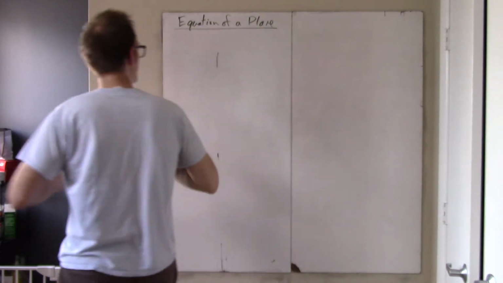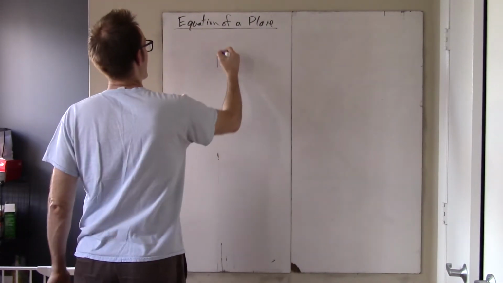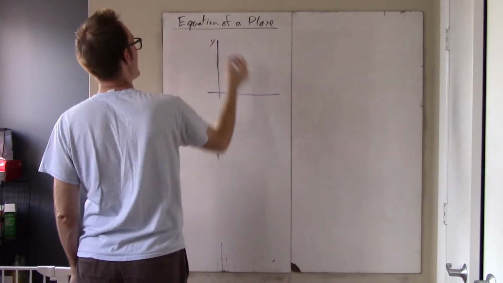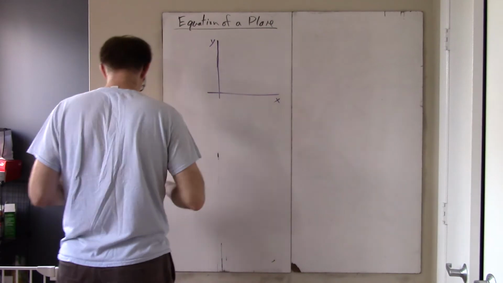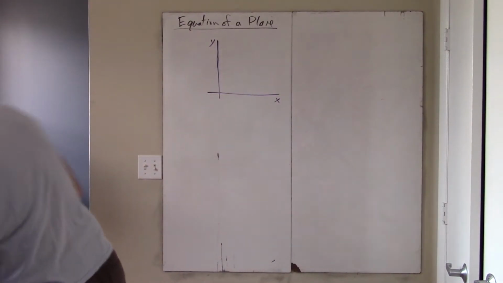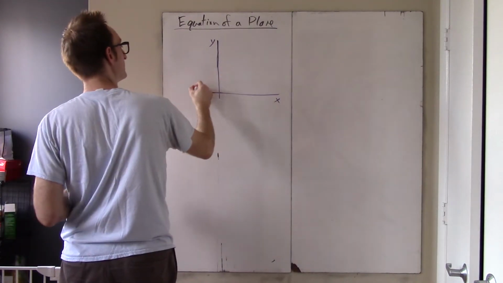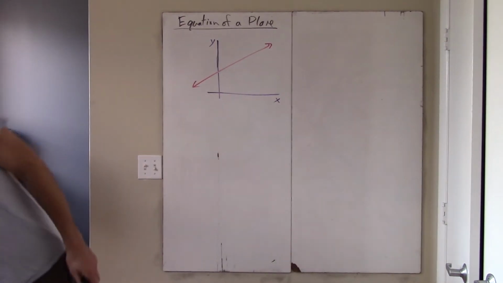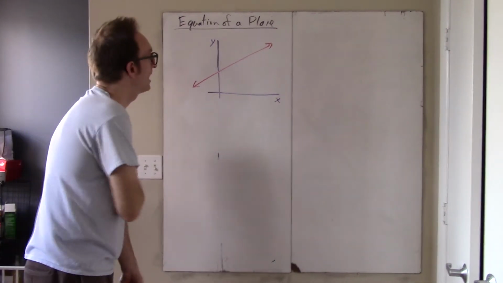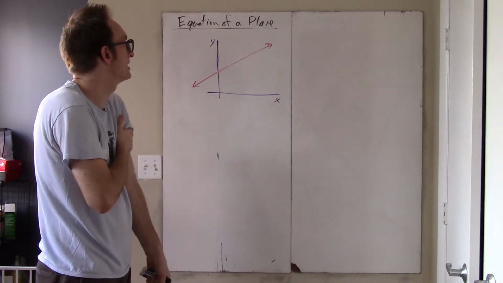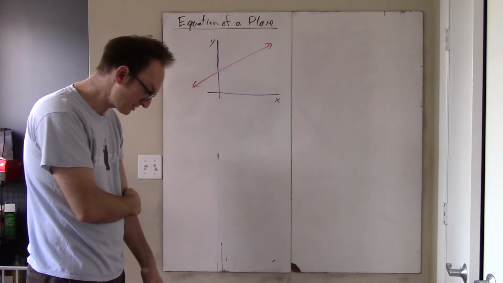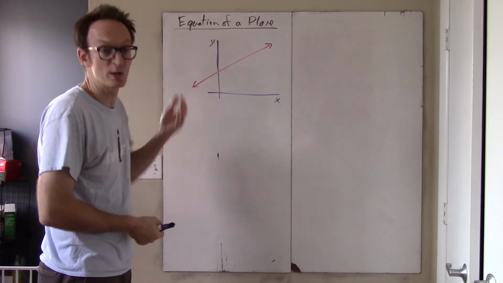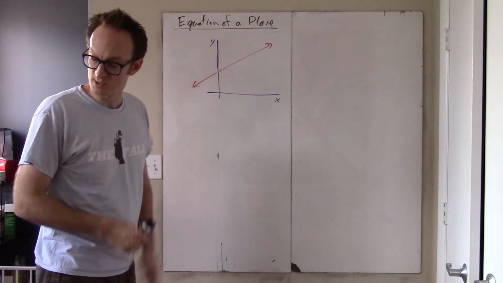If we think about the equation of a line, you have some y-axis and some x-axis, and you have some line, and the line is just doing its thing. I want to know the equation of this line. Categorizing lines in two dimensions is pretty easy, because there are really only two questions to ask.